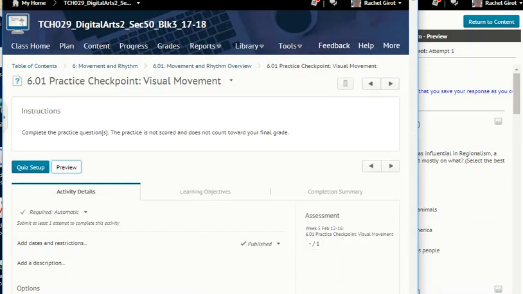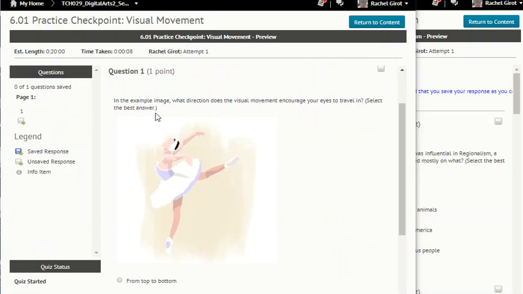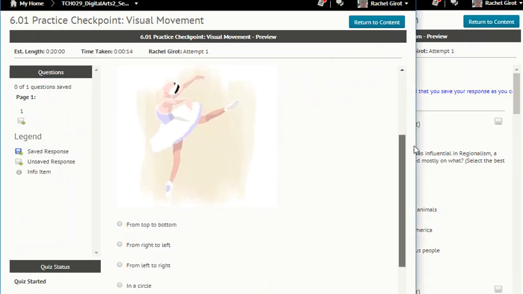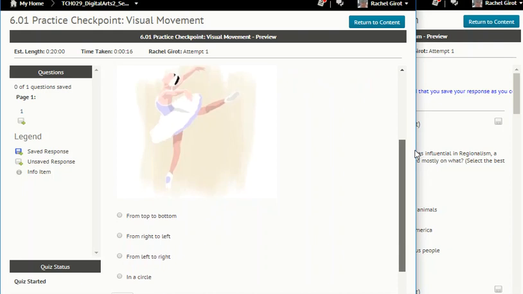Let's do this checkpoint. Question 1. In the example image, what direction does the visual movement encourage the eyes to travel in? From the top to the bottom, from right to left, from left to right, or in a circle? Well, she is facing and moving towards the left, so I would say from right to left.